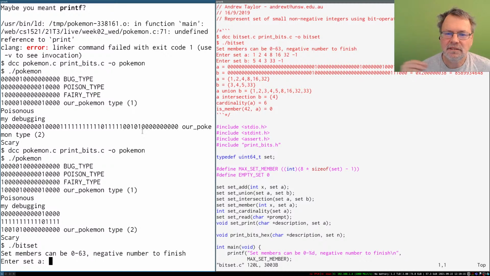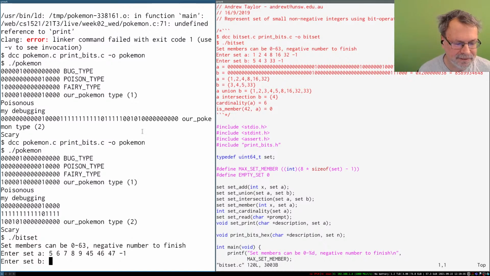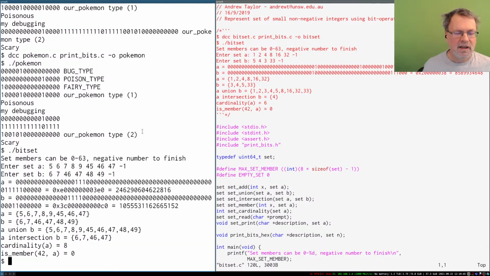Alright. Let's try this out. So let's enter two sets, 5, 6, 7, 8, 9, and 45, 46, and 47 with a negative number. And we'll enter 6, 7, 46, 47, 48, 49, and a negative number. Right, so we've got a little program that represents sets of numbers.